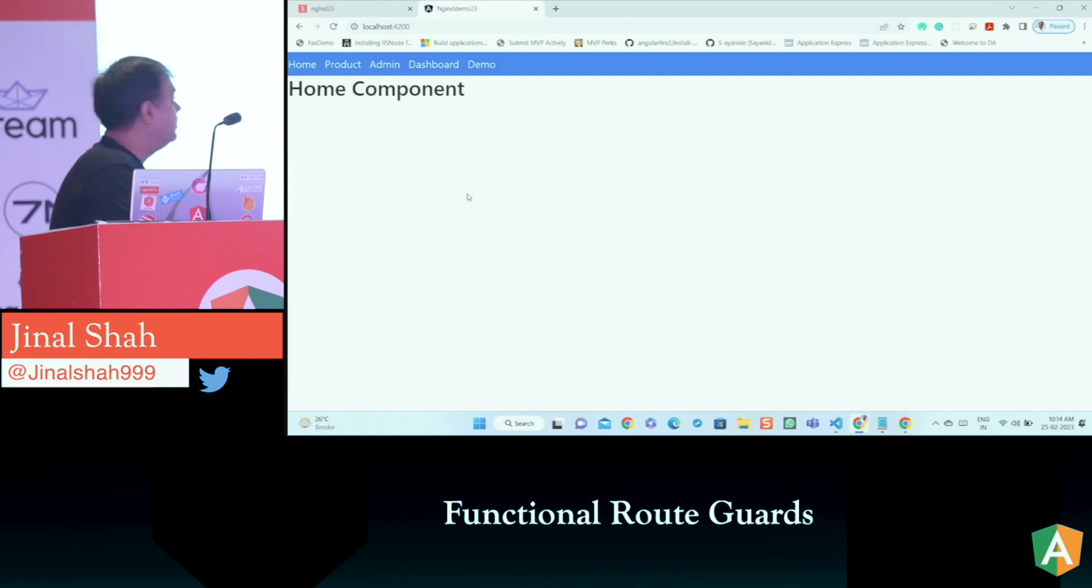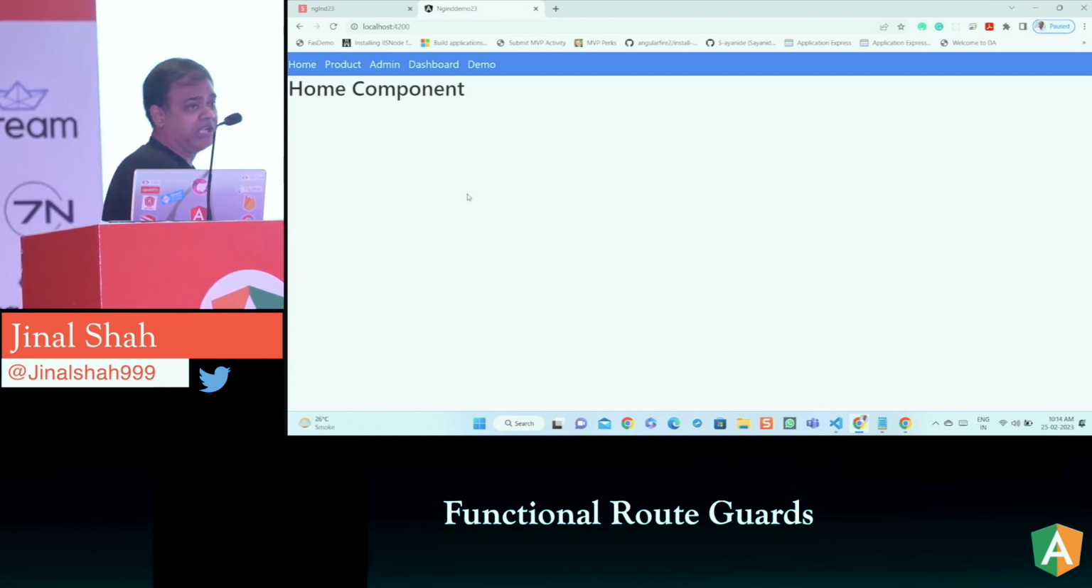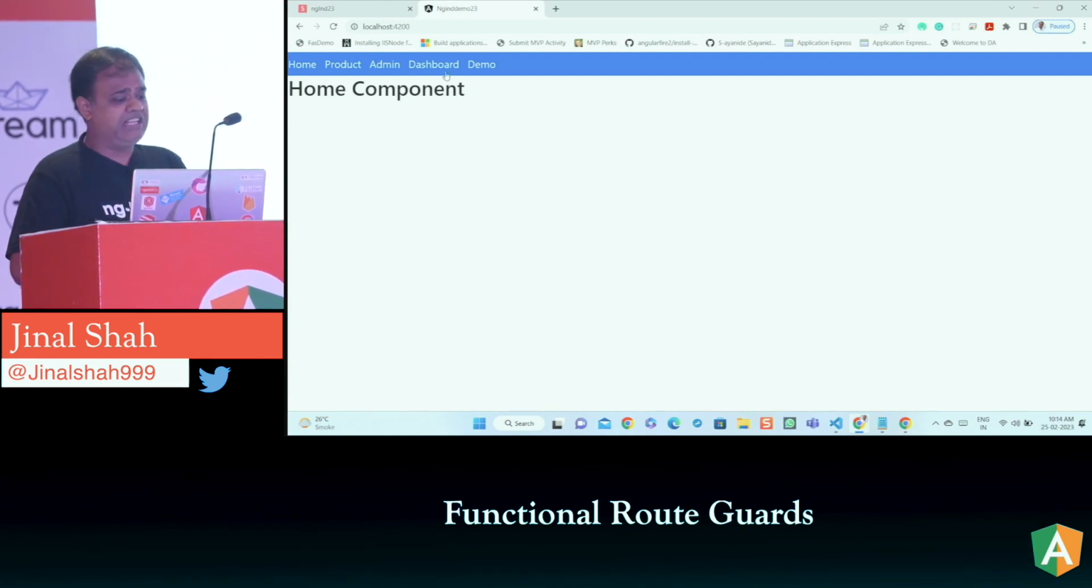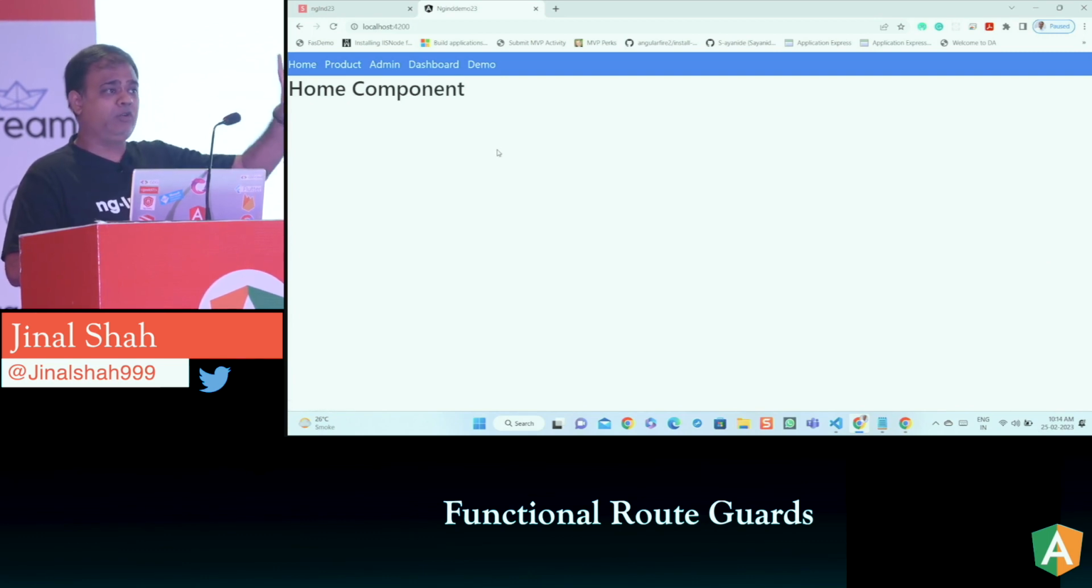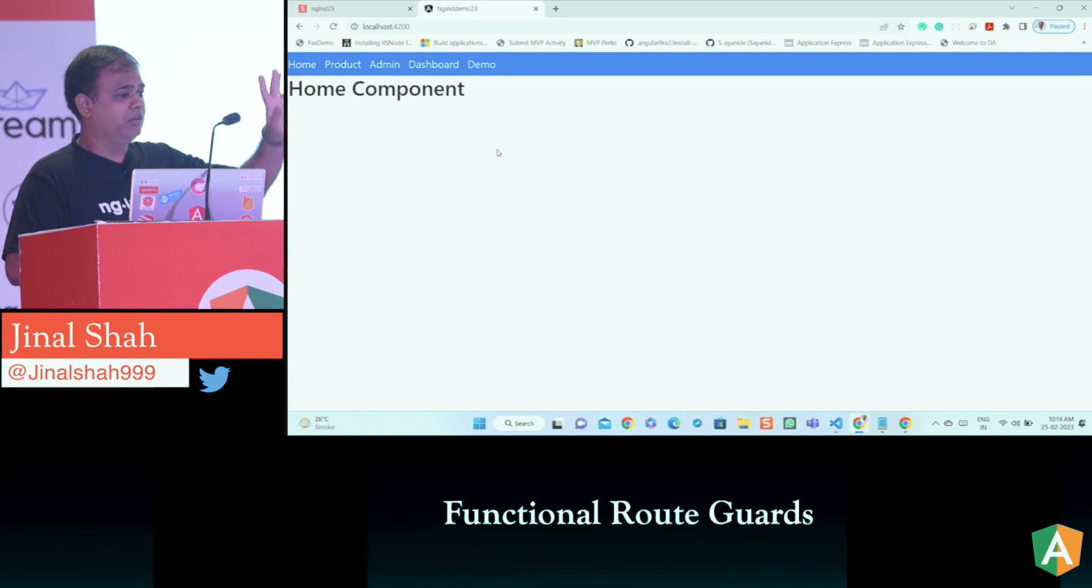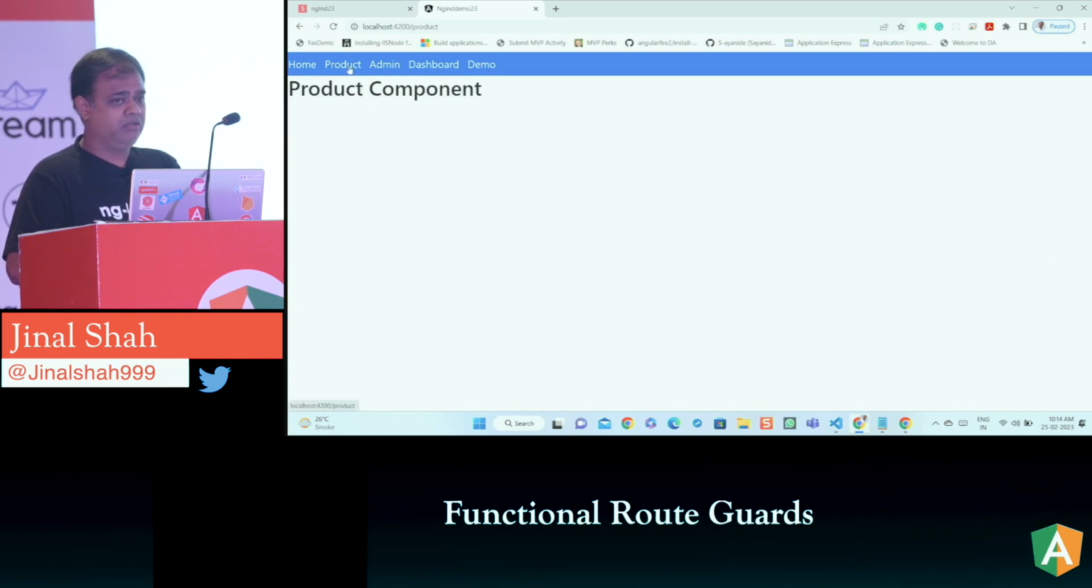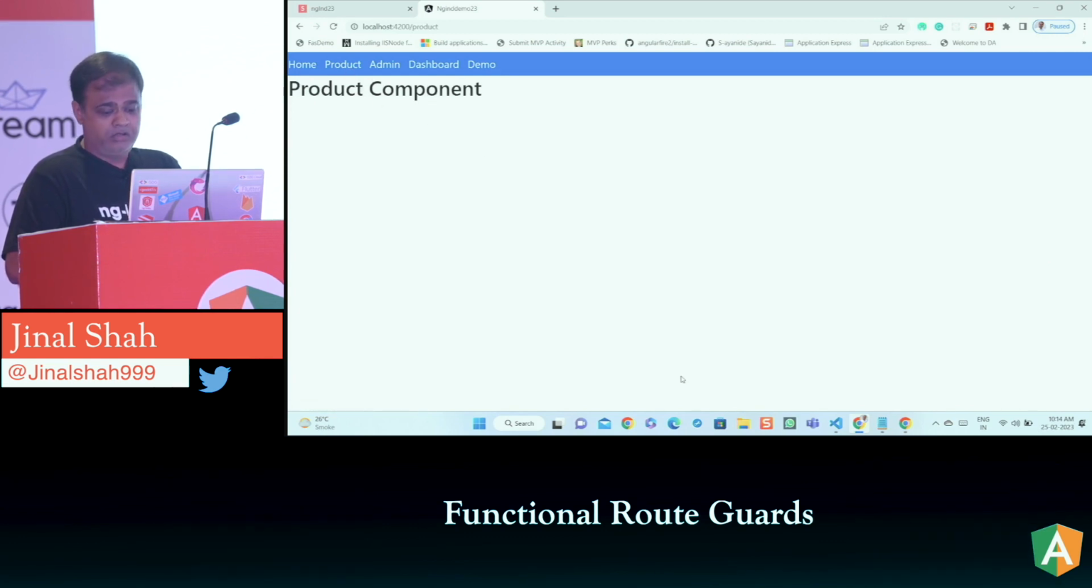So right now, if you see, I have home and product components, right? Admin, dashboard, and demo, I have not added a path. If you have observed, I have only two paths, home and product. So if I click on product, this component is working.